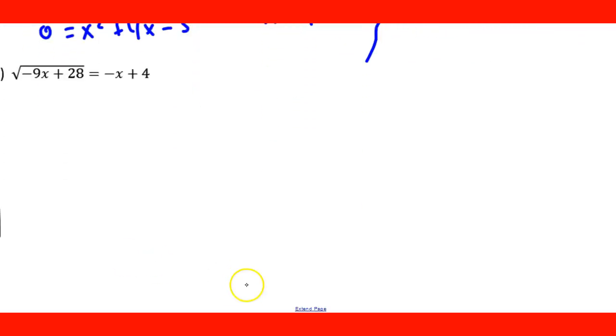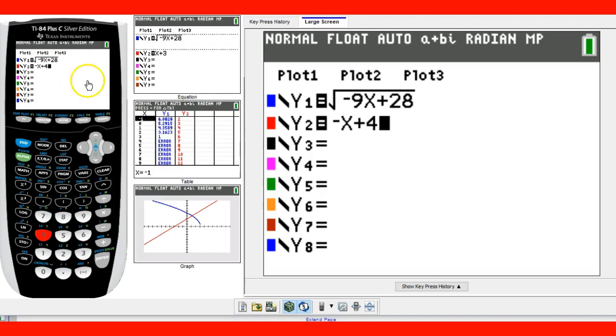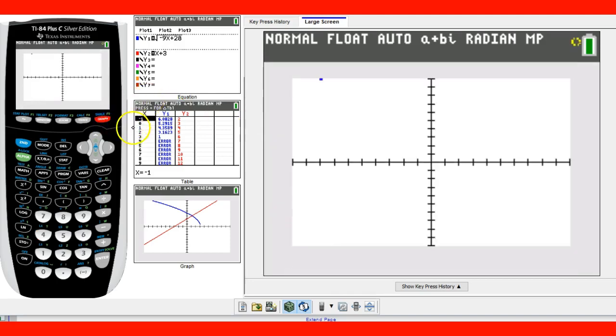All right, one more real quick. I just want to plug it into the calculator. I don't know if you have a calculator at home, so we'll do it in class. This problem right here, we'll do it in class. But I'm just going to show you anyway, maybe you're absent. So again, put the left side of the equation in y1, the right side of the equation in y2. Then hit graph. So we're going to let it graph. I want to look for the intersections.